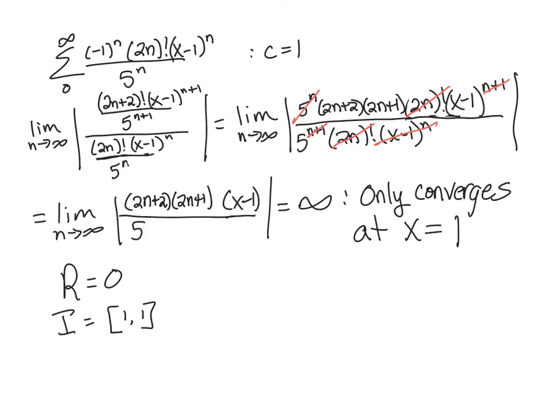All of your power series approximations will be convergent at C. It's just how far out. What is the radius of convergence? And in this case, that's never going to be less than 1. So our radius is 0, and we're convergent only at the C value itself.